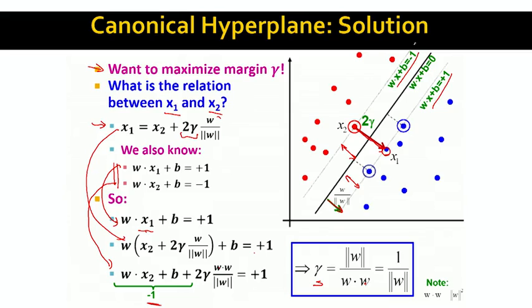What we note now is that w times the dot product with itself is simply the square of the length of w. So the length divided by the square of the length is just 1 over the length. So what we arrived at is that gamma, our margin, is 1 over the length of w.